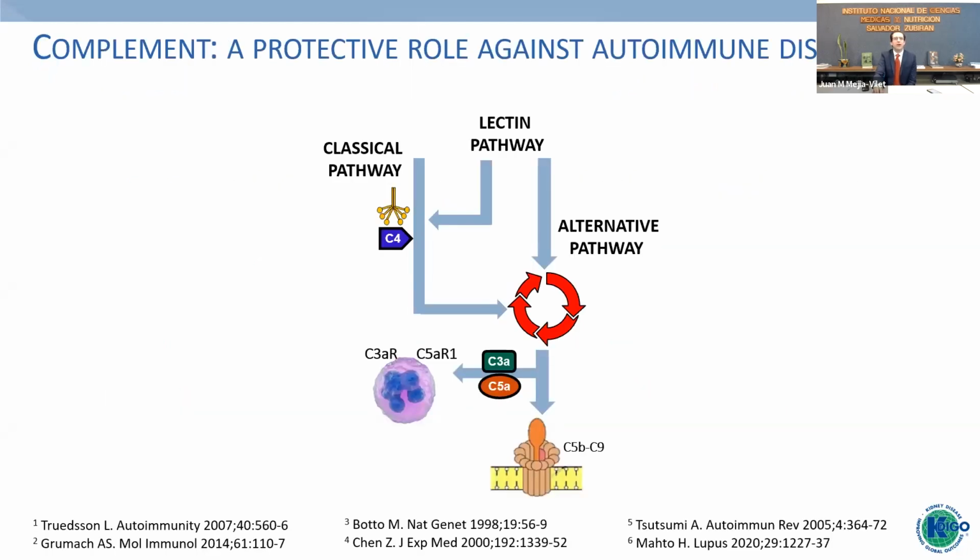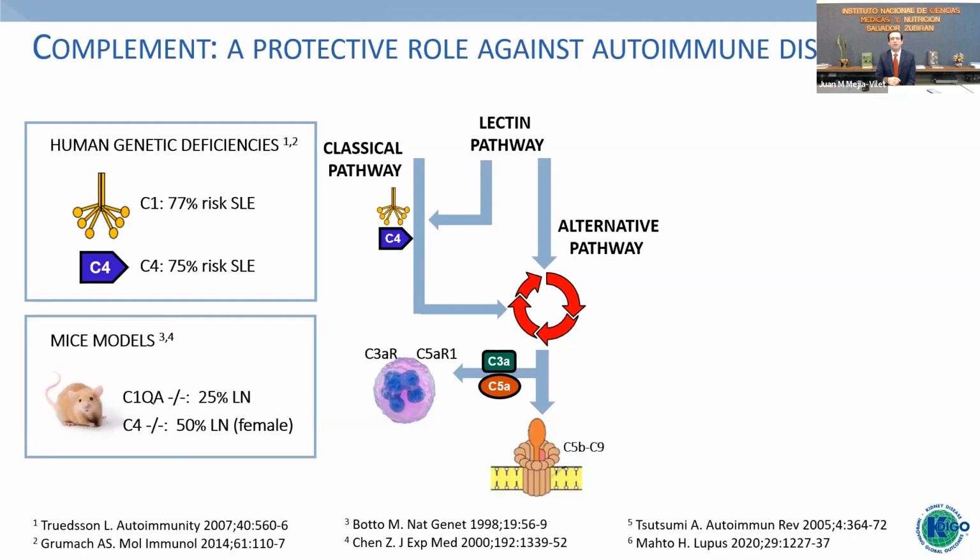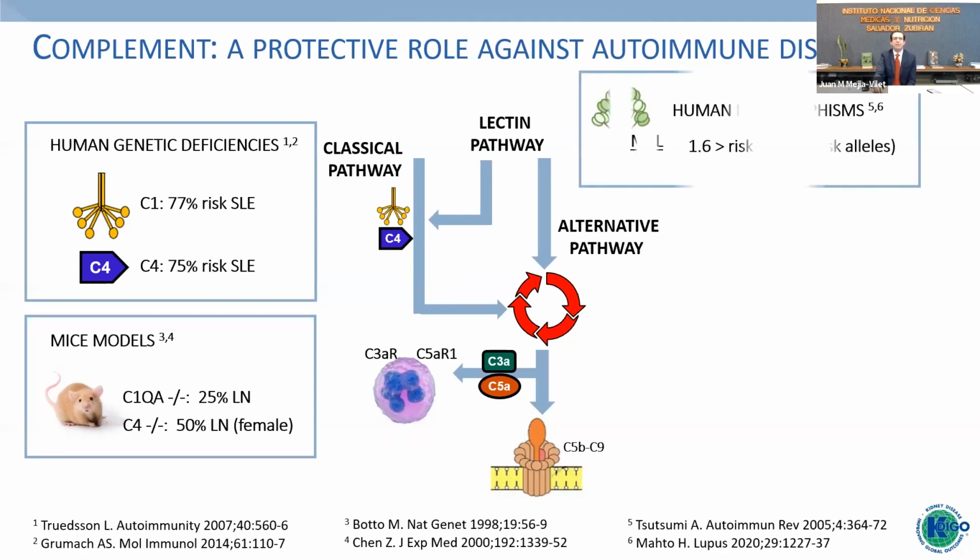And this is because we observed from many years ago that mutations in some complement proteins, particularly those in the early classical pathway like C1 and C4, predispose patients to developing lupus. And this has also been corroborated in animal models with knockout for C1 or C4 proteins. These mice develop lupus, and many of them also lupus nephritis. And more recently, mutations in the early lectin pathway have also shown a higher risk for developing lupus and lupus nephritis. So as you can see in this slide, there are multiple ways of predisposing to lupus.